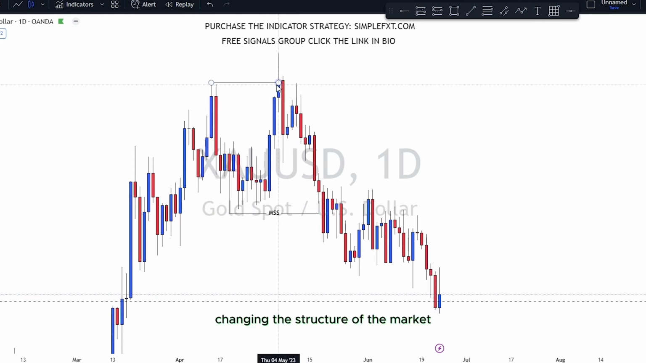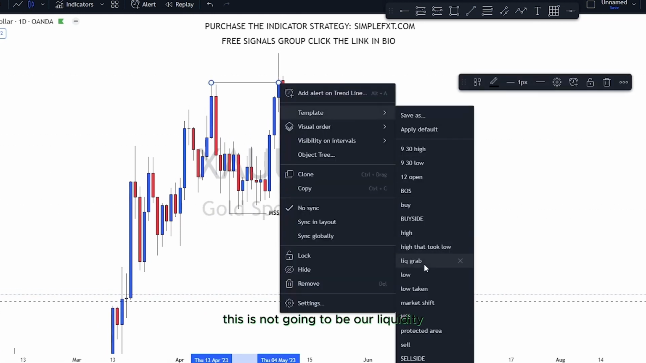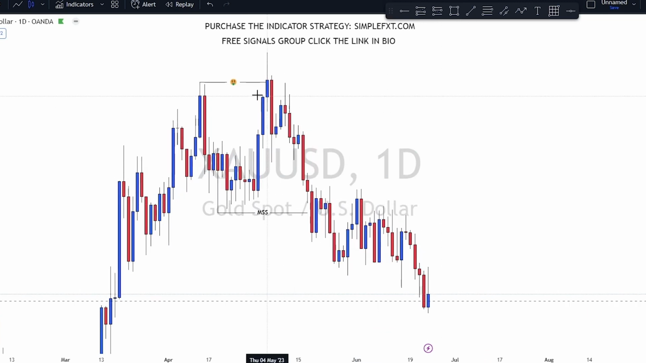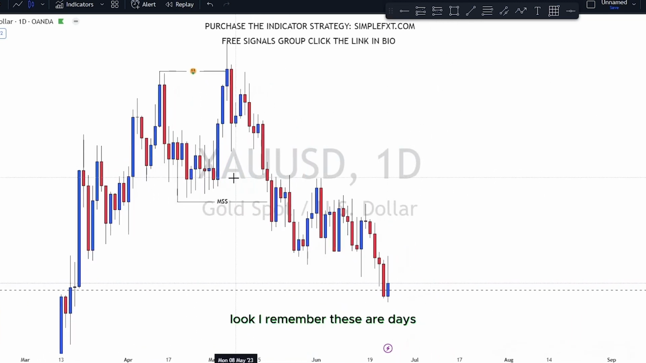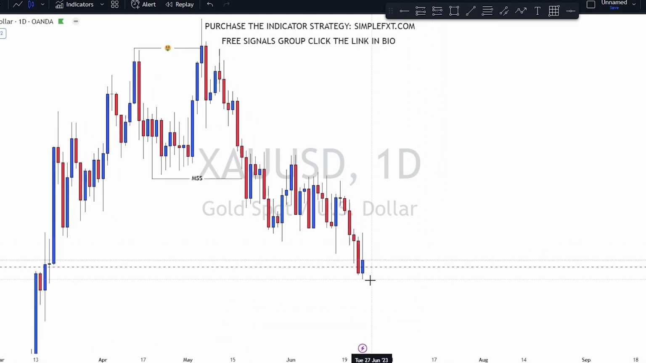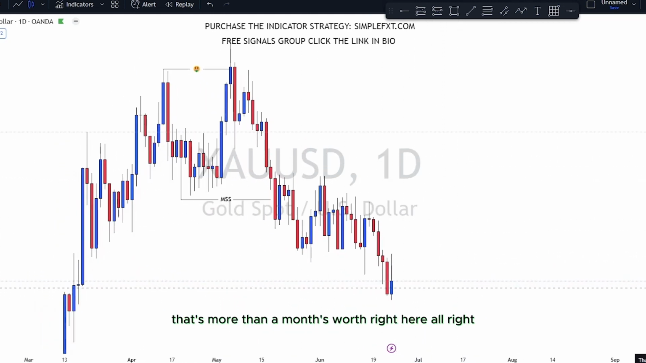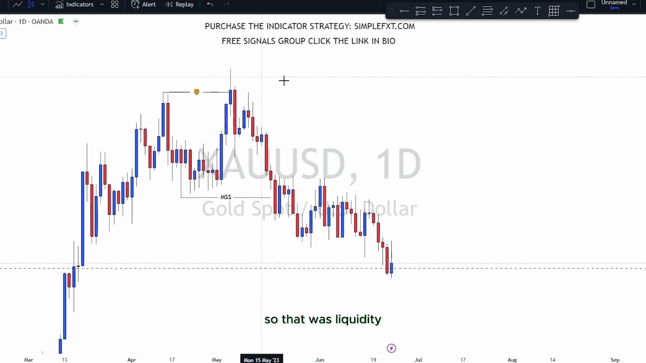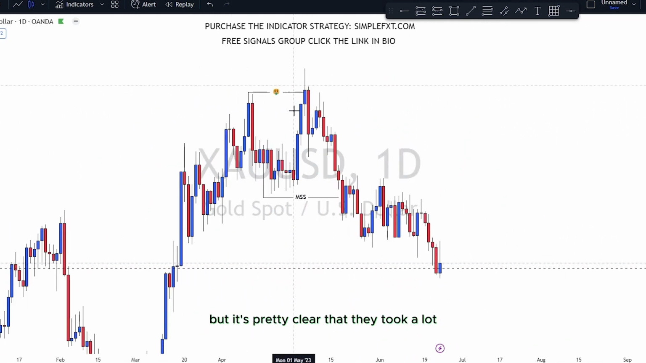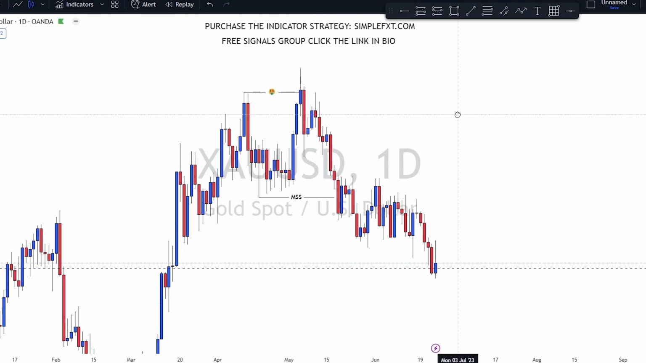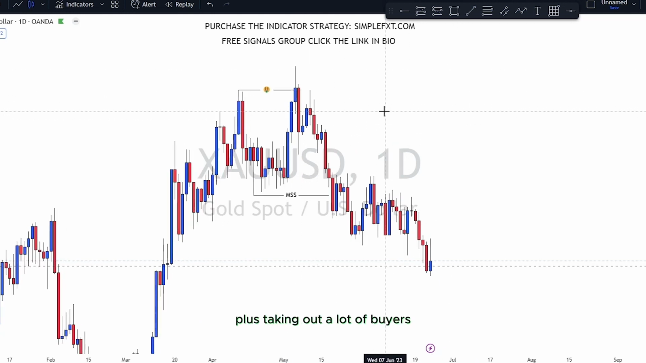changing the structure of the market, this is now going to be our liquidity. This is where liquidity got swept, because remember, these are days. So from May 4th, price was moving down on gold. That's more than a month's worth right here. All right, so that was liquidity. I don't know how much they took from here, but it's pretty clear that they took a lot of orders from here, plus taking out a lot of buyers.